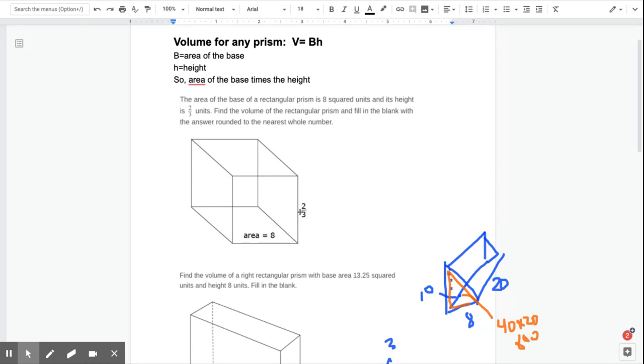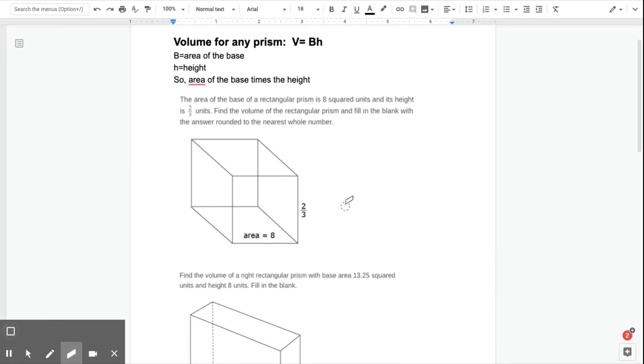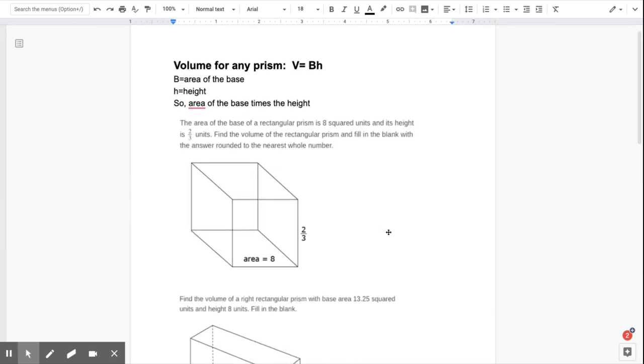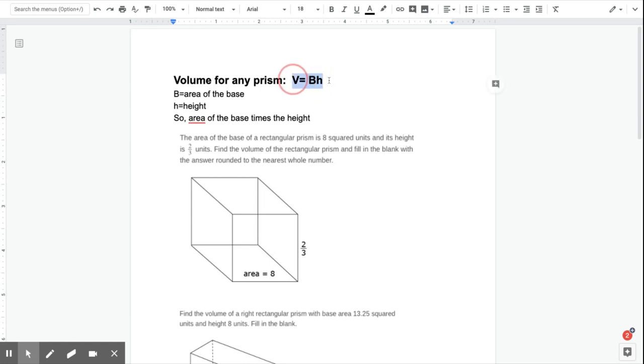So that's what that formula there with the capital B means. You have the area of the base, multiply it times the height. So don't get confused, because some people are like, no, wait a minute, volume is always length times width times height. No, not actually. Volume of a rectangular prism, yes, it is. But the true formula for volume of a prism is this right here. V, volume, equals the area of the base times the height.